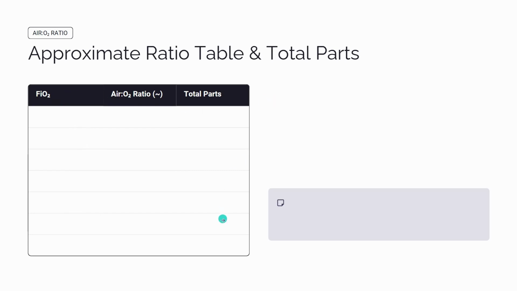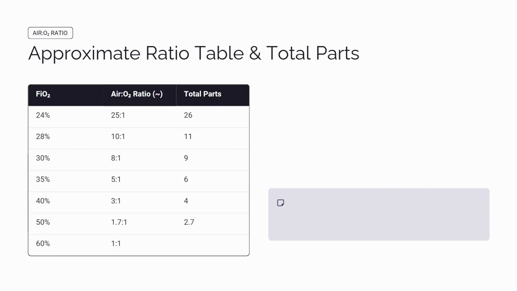However, here's your table, and 24% is about 25 to 1, which, 25 plus 1, gives you that 26 total parts. 28% is about 10 to 1, and 30% is 8 to 1. 35% is roughly 5 to 1. 40% is 3 to 1, and 50% is 1.7 to 1. And then 60% is 1 to 1.